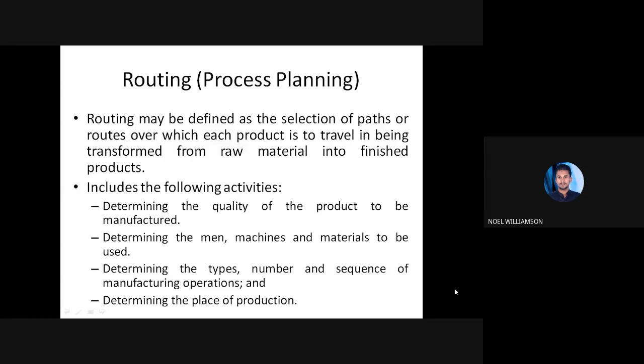Then determine the place of production. Finally, we have to determine where it is to be produced, or where you have to do the production. So these are the main activities included in the routing. First of all, determining the quality of the product. You have to set the quality. Then determine the men, machines, and materials to be used. Then third one, determining the type, number, and sequence of manufacturing operations. And finally, the place of production.